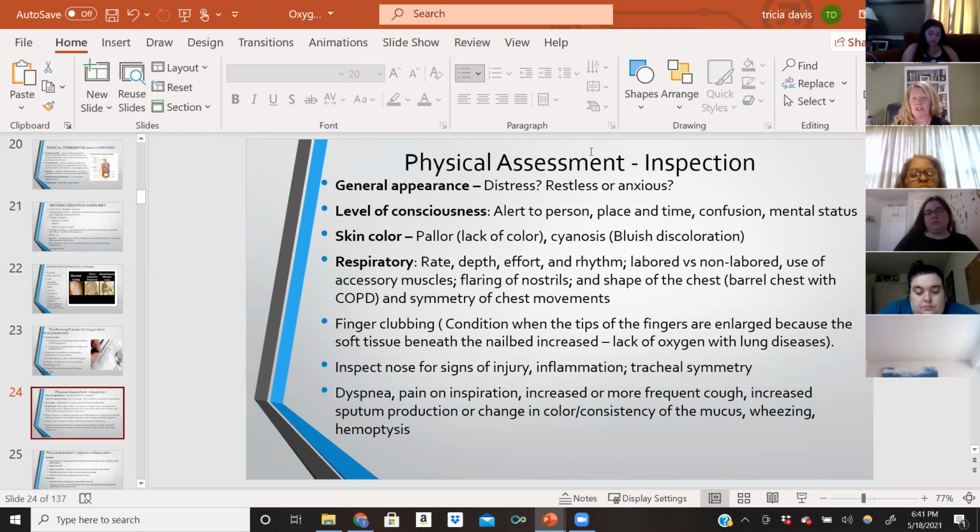You want to look at that skin color. Do they have pallor? Do they have cyanosis? Do they have that bluish discoloration? Look at that respiratory effort. What's their rate? What's the depth? What's that effort look like? What's the rhythm? Is it abnormal? Is it labored versus non-labored? Accessory muscles, flaring of the nostrils. We see this a lot with babies. And then you also want to look at the shape of their chest. So patients with COPD will have what we call a barrel chest. And then you want to look at the symmetry of those chest movements.